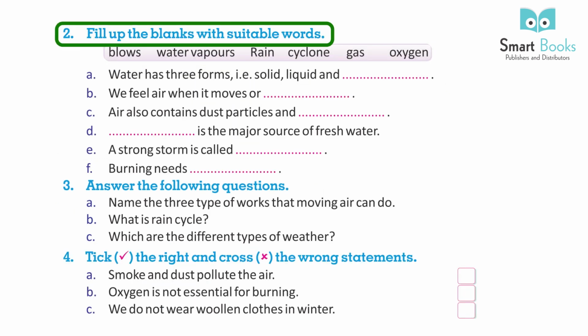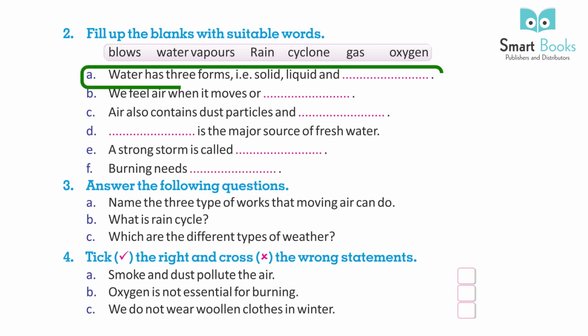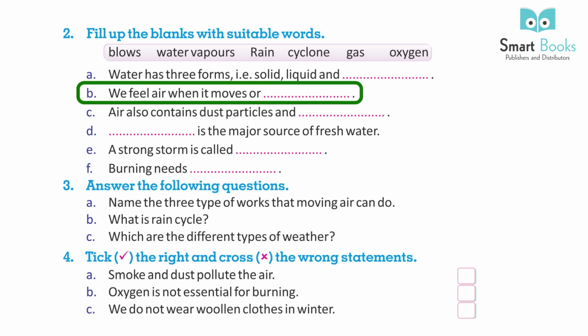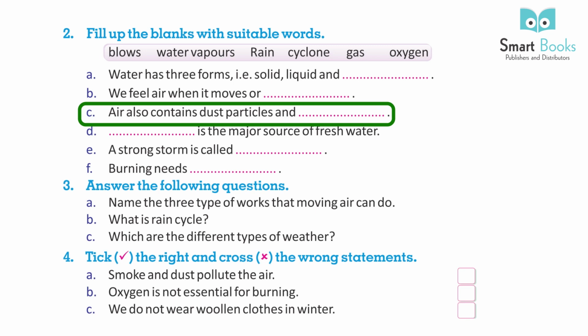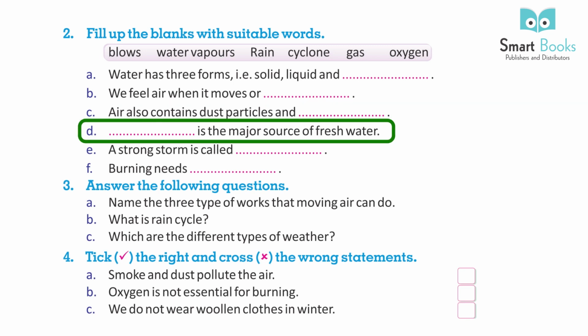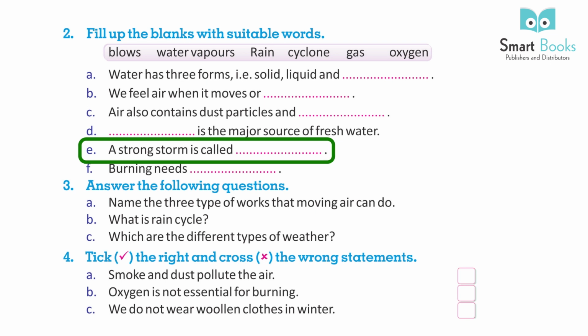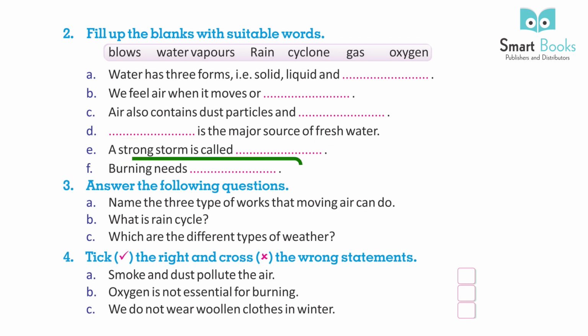2. Fill in the blanks with a suitable word. A. Water has three forms: solid, liquid and dash. B. We feel air when it moves or dash. C. Air also contains dust particles and dash. D. Dash is the major source of fresh water. E. A strong storm is called dash. F. Burning seeds dash.